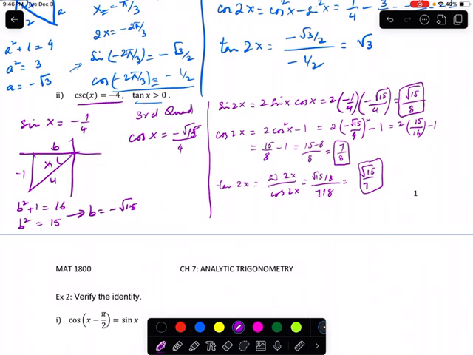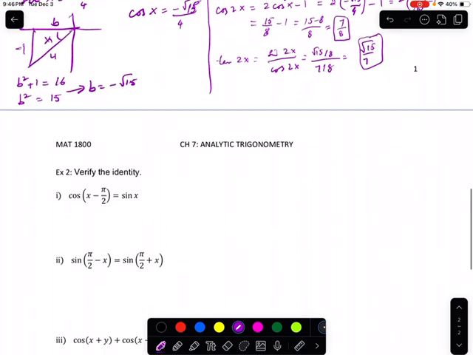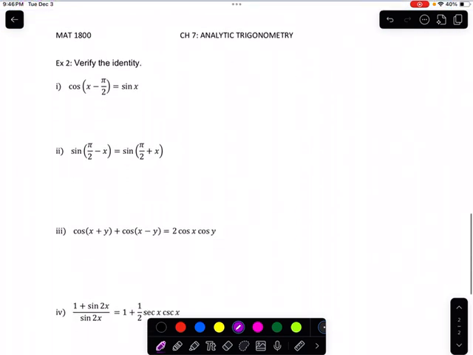Why? Because we are in the second quadrant, and b is along the negative x-axis, so it's negative. So we can now find cosine of x. Then we plug in the formulas, and here are the results. You can check with your work. The next example is saying verify the addition.